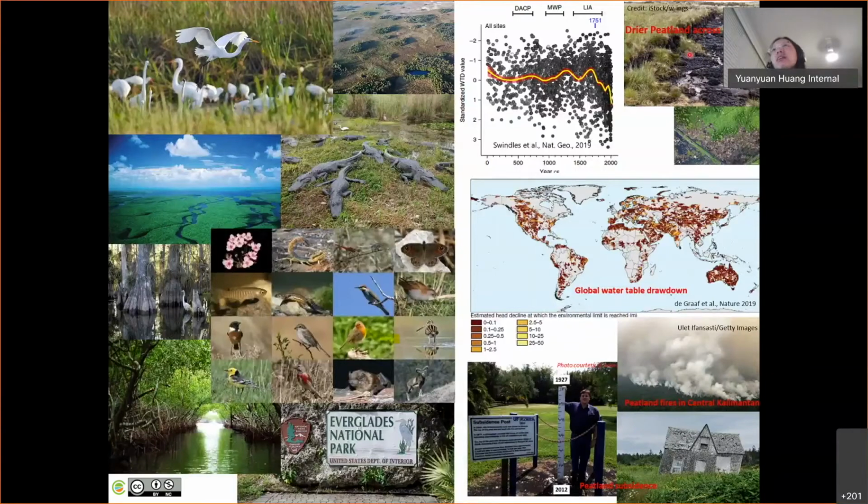The European peatlands are not unique. Here I show a map of the decline of the groundwater height that has already reached the environmental limits. This map is not specific for the peatlands, but it can give us a sense that the water table drawdown is quite widespread across different regions of the world.